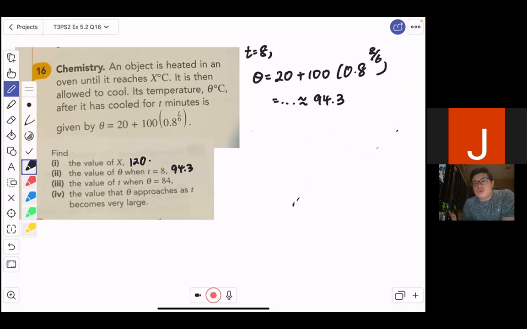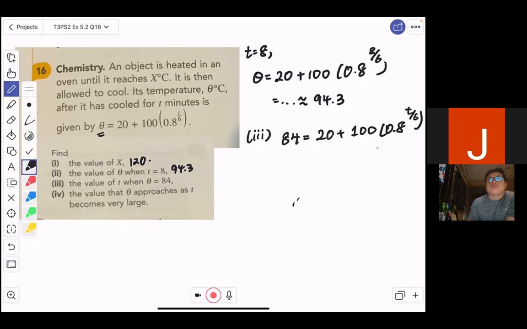Now part 3. What is the value of T where theta is equal to 84? Instead of asking you to find theta, they ask you to find T. So we put theta as 84: 84 equals 20 plus 100 times 0.8 to the power of T over 6.